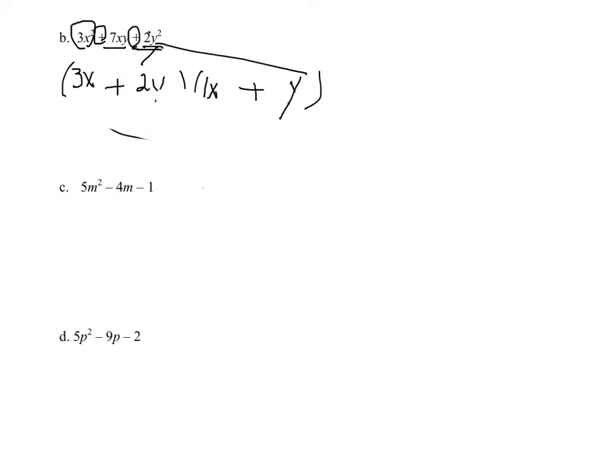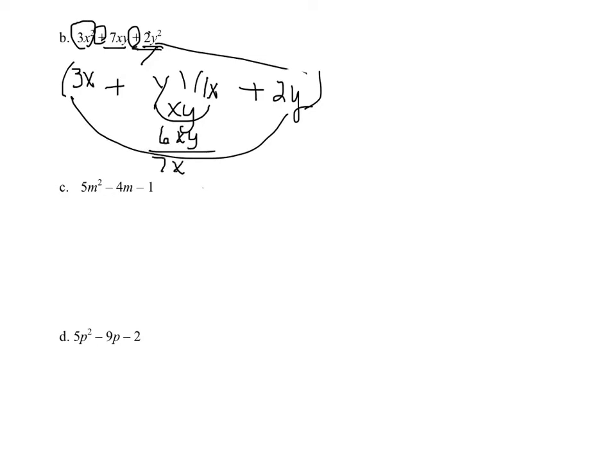Okay, I'm going to leave the 3x and the 1x, and now I'm just going to try this. I'm going to put the y here and the 2y here to see what happens. And sure enough, I'll get xy in the middle, and then outside will be 6xy for a total of 7xy. Beautiful. So my final answer is 3x plus y, x plus 2y, and I'm done. Now let's look at the next one.